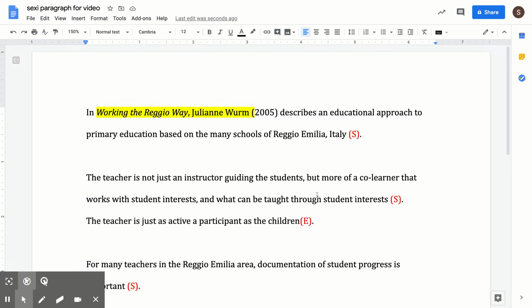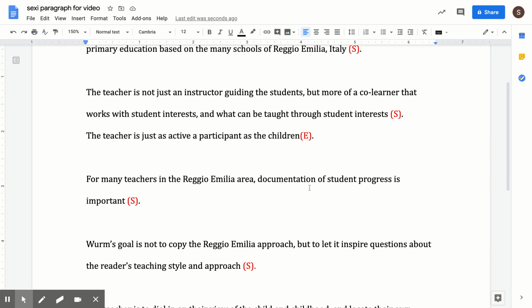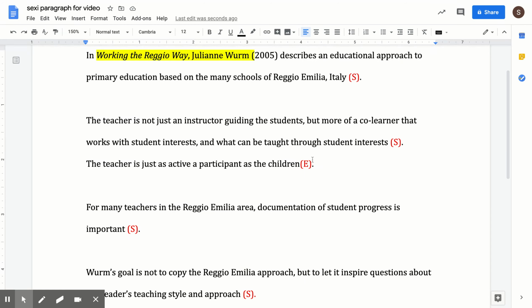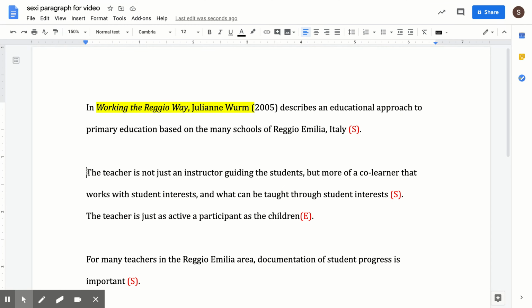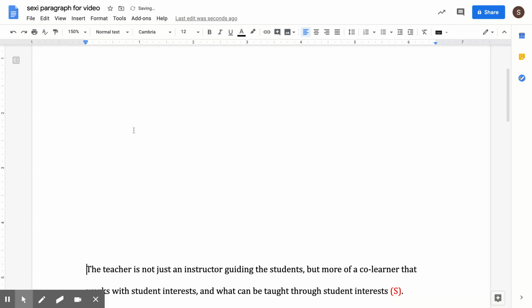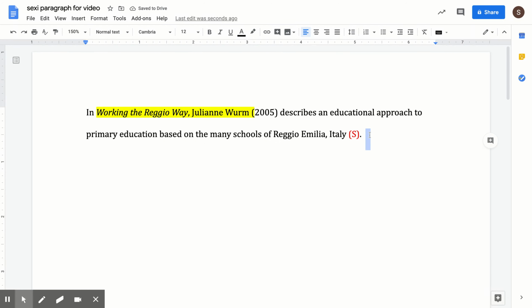Okay, so how do we actually turn one of these into a complete paragraph? Once you've realized that you have too many statements in your paragraphs, it's time to really get into a full thought, to fully expand one statement. So let's just start up here, right? I'm going to just move all of these down. Let's just take one statement and see if we can finish the thought. "In Working the Reggio Way, Julianne Verm describes an educational approach to primary education based upon the many schools of Reggio Emilia, Italy," right?